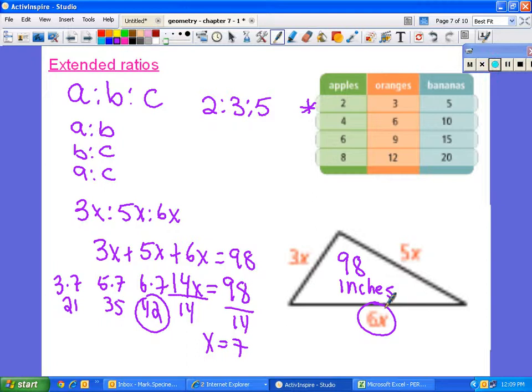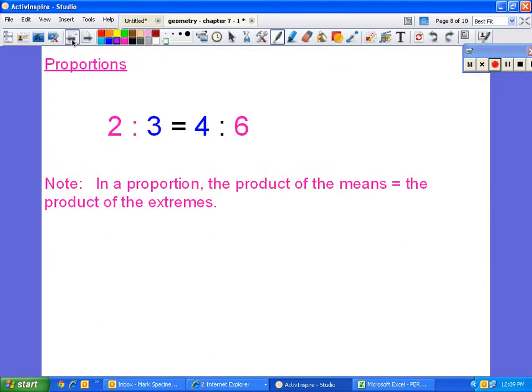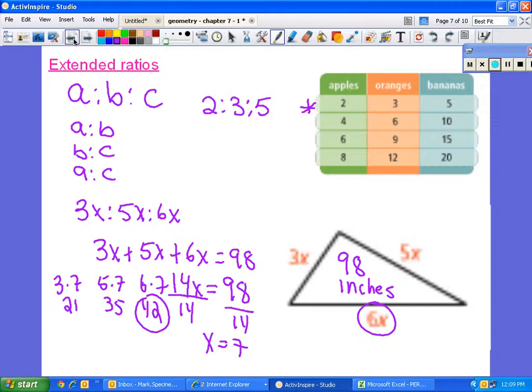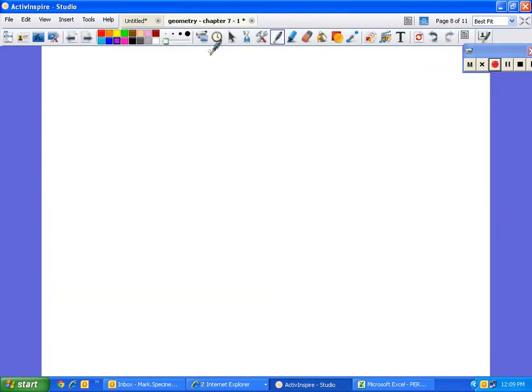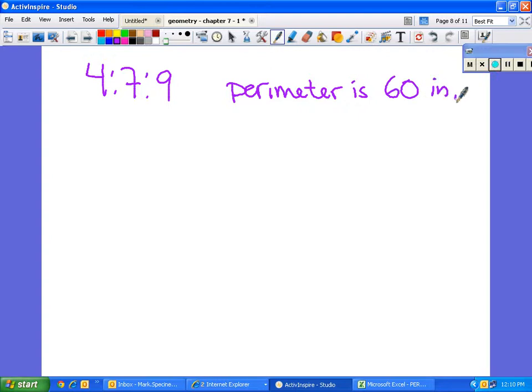Okay, does anybody have any questions about this? Okay, so I want you to do one. The triangle has a ratio of 4 to 7 to 9. The perimeter is 60 inches. I want you to tell me the length of each of the 3 sides.